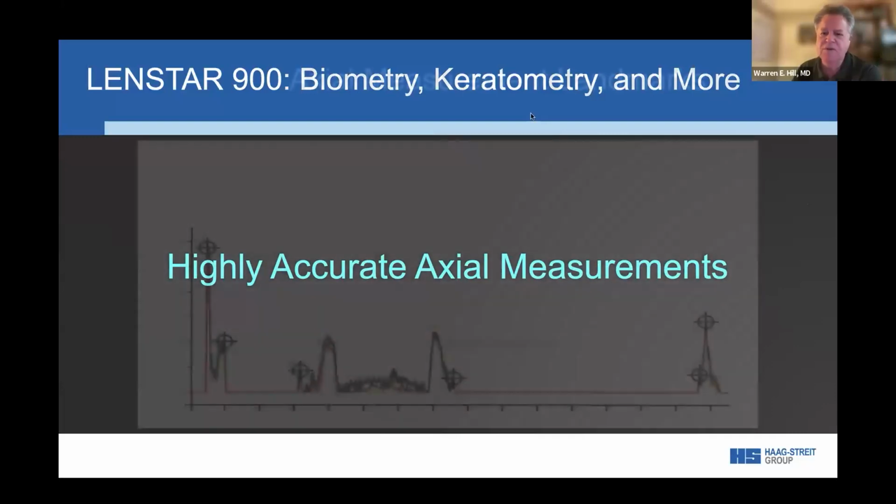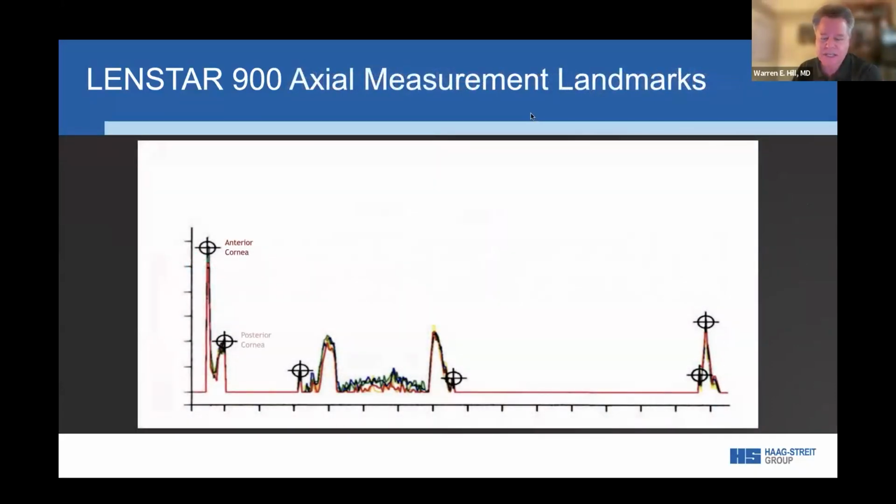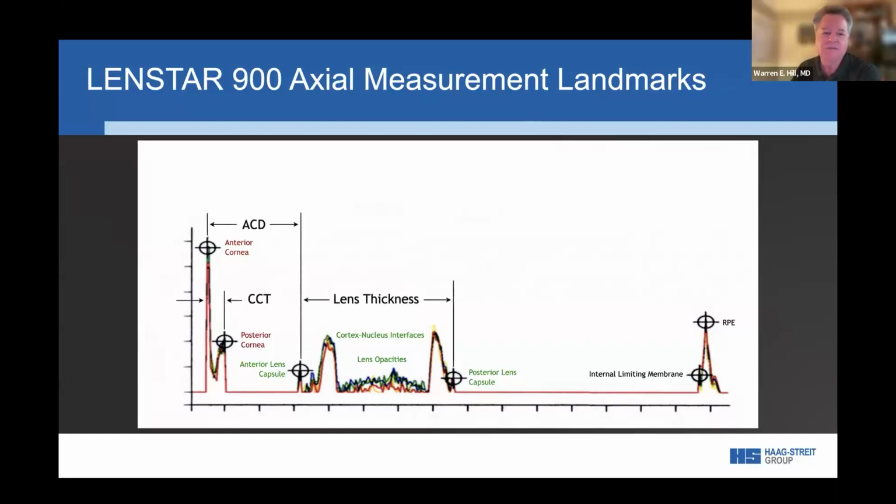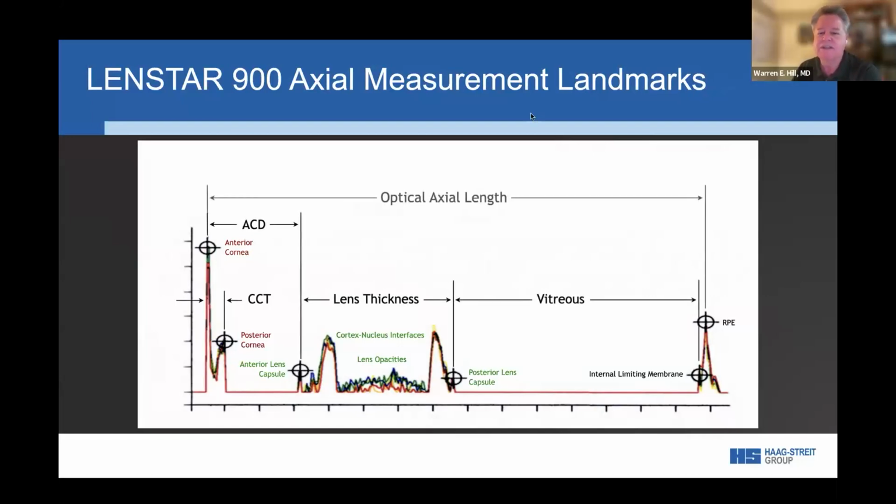So let me just go through some of the real basic aspects. This is the axial measurements of the device, and it's basically in a familiar format of an immersion A scan. There's our ACD, central corneal thickness, lens thickness, vitreous, the optical axial length, and there's usually a 200 micron distance between the internal limiting membrane and the RPE. That's what separates optical biometry from an immersion A scan. All the electronic calipers are adjustable, so if you have a really complex cataract and the software gets a little confused as to where the posterior capsule is, we can always put that in.